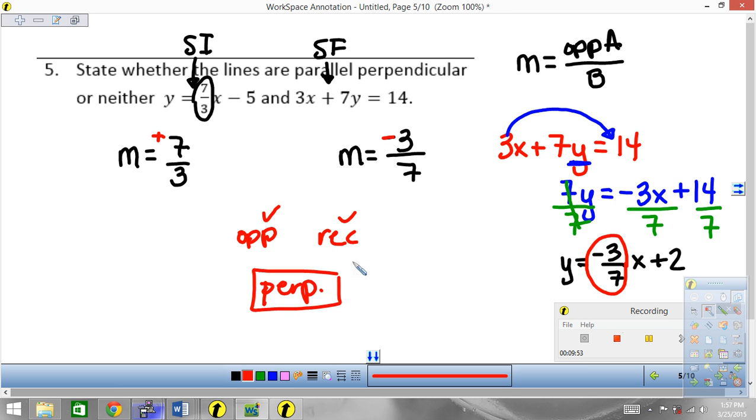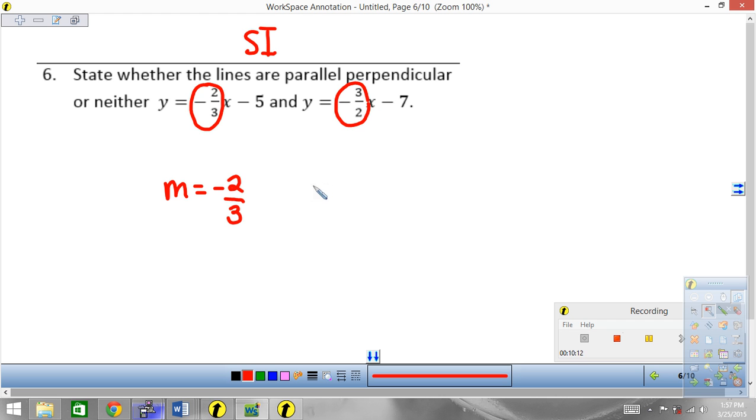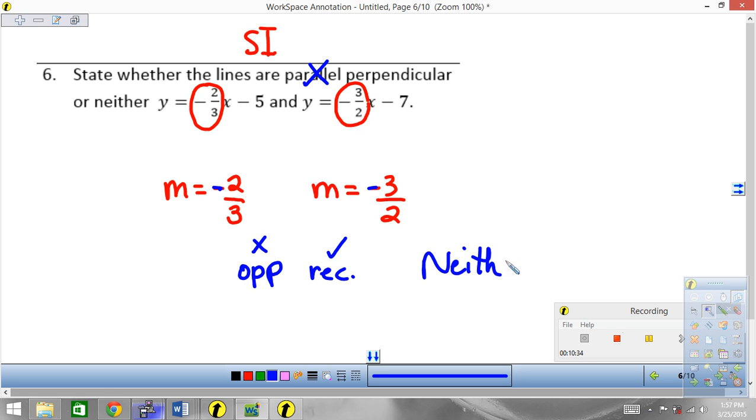Number 6. These are both in slope-intercept form, which makes it easy for us to see our slopes. We have a slope of negative 2 over 3 and a slope of negative 3 over 2. They are not exactly the same, so it's not parallel. For them to be perpendicular, I need to check to see if they are opposite and reciprocal. They are not opposites because they are both negative, but they are reciprocals. But remember, for it to be perpendicular, it has to be both, so this leaves us with an answer of neither.